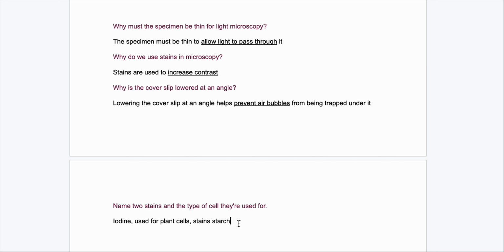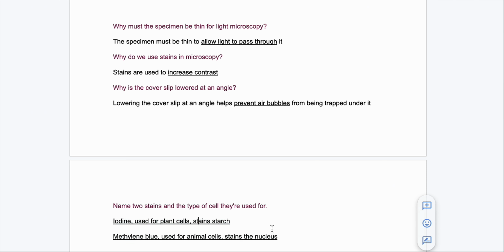So iodine is used for plant cells, stains the starch in the plant cells, and then we have methylene blue, which is used for animal cells, and it stains the DNA in the nucleus, or you could say it stains the nucleus. And this is all for better visibility. So essentially, the keywords are all of this. You need to know all of this. The name, what type of cell it's used for. Iodine, plant cells. Methylene blue, animal cells. It's pretty simple. So that is it for 1.1, topic 1.